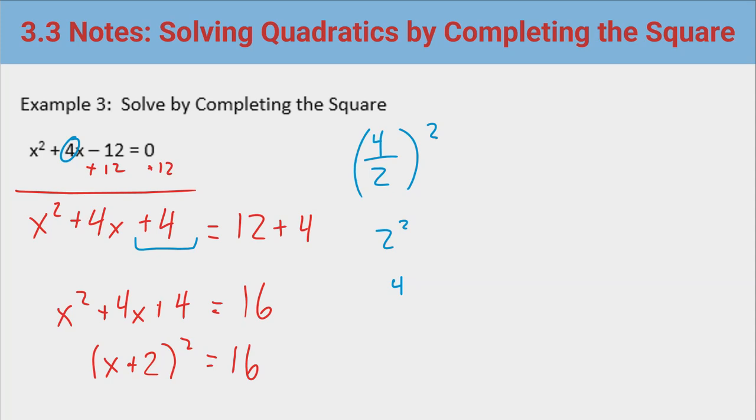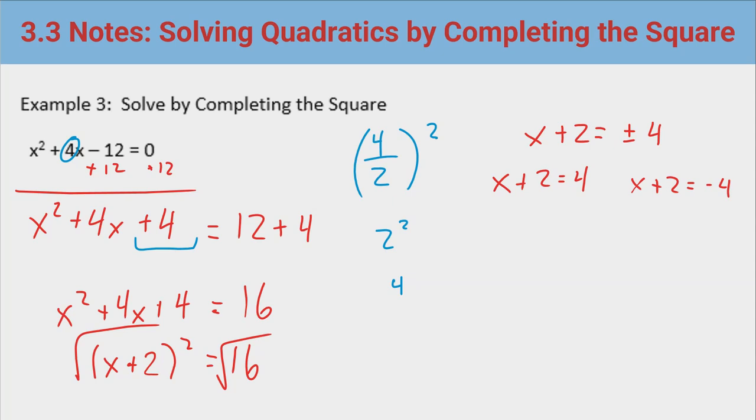If I square root both sides, I'm going to end up with x plus 2 equals plus or minus 4. To solve that, x plus 2 equals 4. x plus 2 equals negative 4. And then I work to solve, right? I would subtract 2 from both sides. So I get x equals 2 and x equals negative 6.